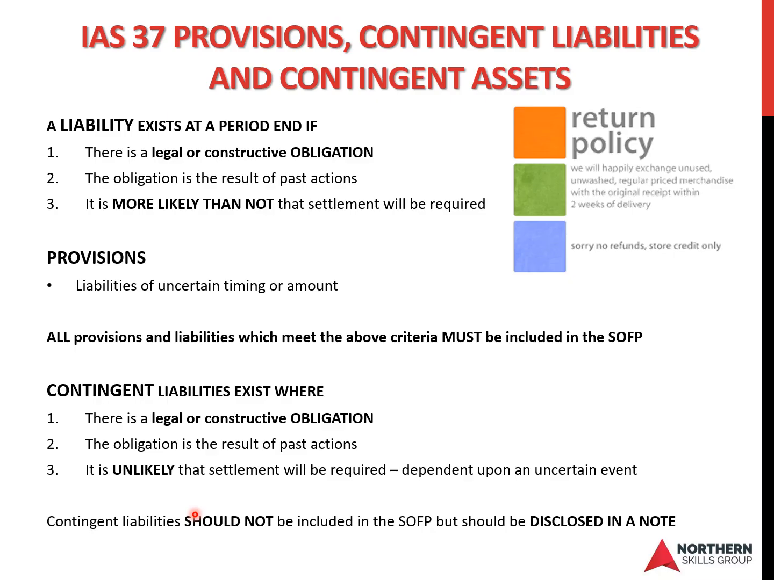It doesn't go into the statement of financial position, but it does get disclosed in the accounts by way of a note, because remember, the purpose of those financial statements is to inform potential and existing investors, and those individuals would need to know whether or not there's a potential liability, even though it's unlikely that it will involve the company making a payment. That investor would like to know that there's that potential liability hanging there in the background.